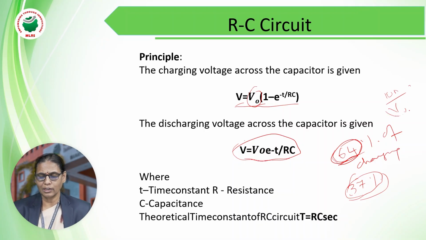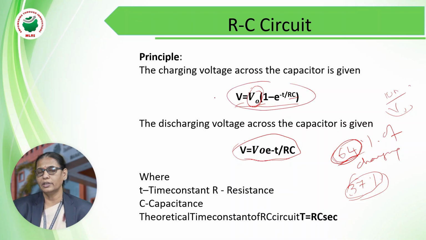And this V0 value you utilize in this charging equation and substitute the R and C values which you have utilized. Then you will get the value of voltage, that is the charging voltage, that is nothing but the 64% value you will be getting. Now you have completed the charging. Then the switch you make it into off condition.